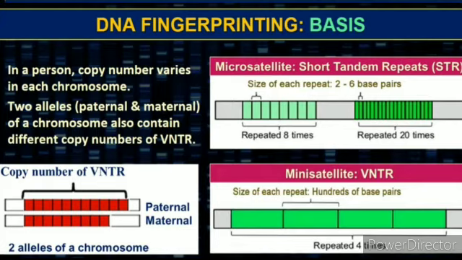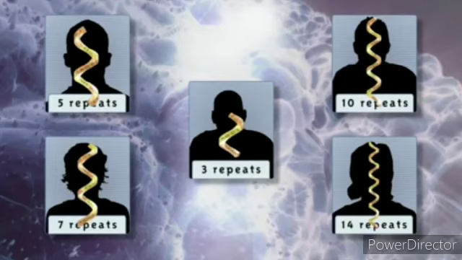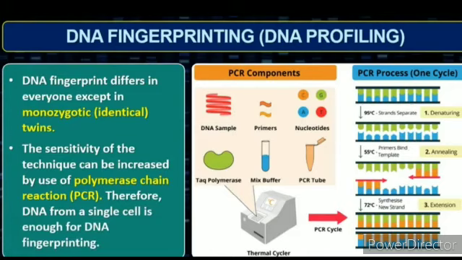Consequently, after hybridization with the variable number of tandem repeats probe, the autoradiogram gives many bands of differing sizes. These bands give a characteristic pattern for an individual's DNA. It differs from individual to individual in a population, except in the case of monozygotic or identical twins. The sensitivity of the technique has been increased by the use of polymerase chain reaction, which we will study later. DNA from a single cell is enough to perform DNA fingerprinting analysis.